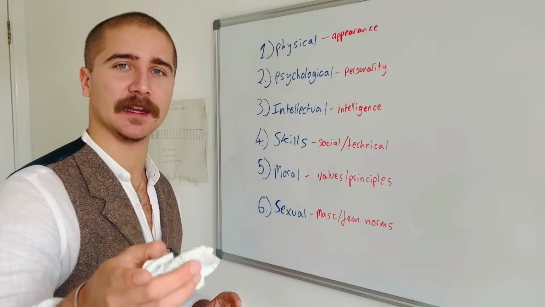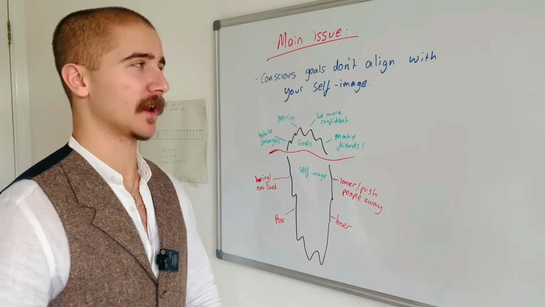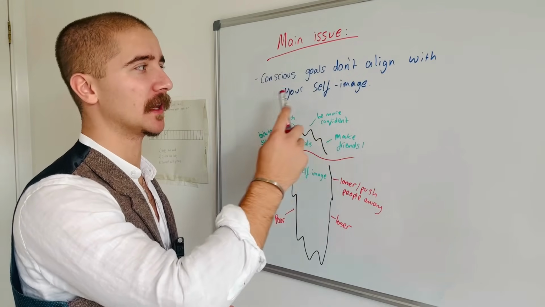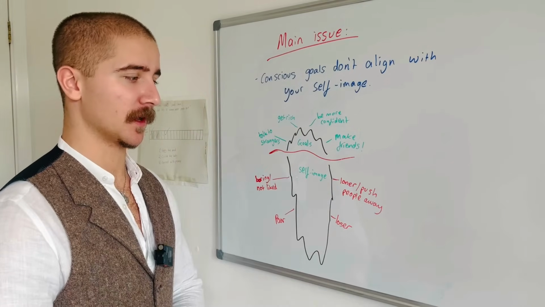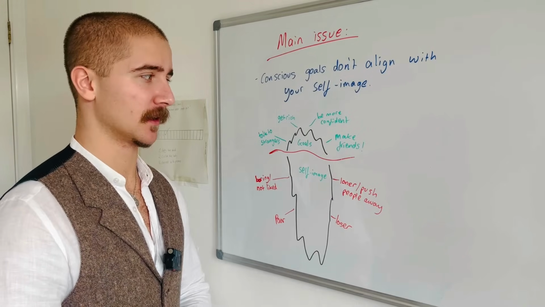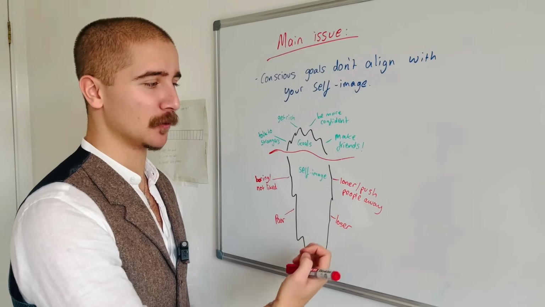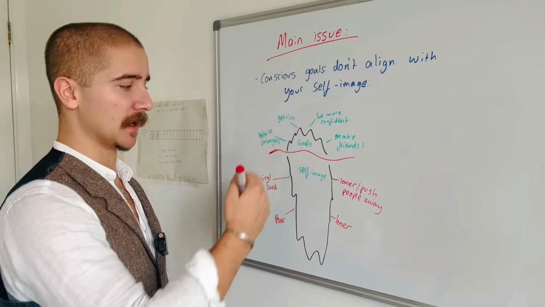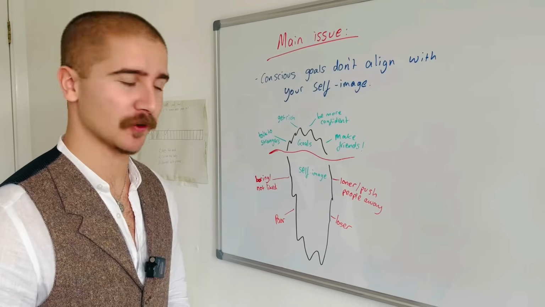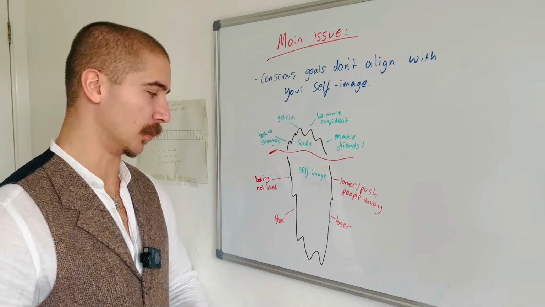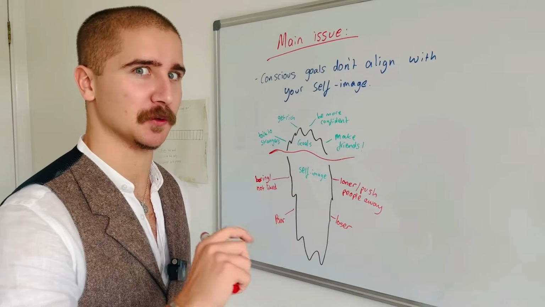But let's go back to the main issue you're currently facing. The main issue you face in changing your behaviour or getting what you want out of life is your conscious goals don't align with your self-image. For example, your conscious goals might be to be more confident, but you've always seen yourself as a loser. Your conscious goal might be to make more friends, but you subconsciously see yourself as a loner and you push people away. Or maybe you want to get rich, but your self-image is that you've always been poor. Lastly, perhaps you want to talk to strangers more, but your self-image is that you're boring and that no one likes you. It becomes a self-fulfilling prophecy that we're going to get into in a few seconds' time.